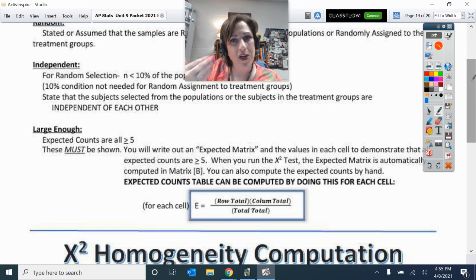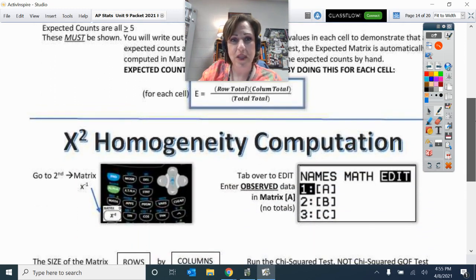Let's look at how this works out, how we're going to organize our data, and how we're going to do this in our calculator. So grab that calculator, and then here we go.